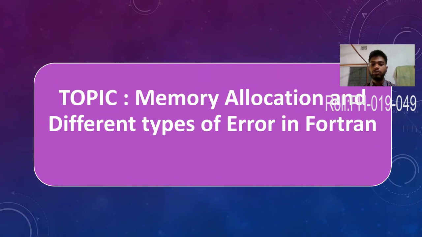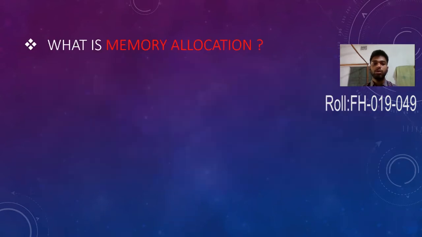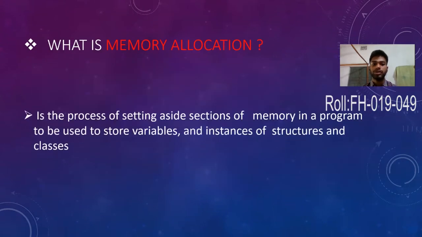Now, I would like to give a brief introduction on memory allocation. I think after listening to this topic name, the first question on your mind is, what is memory allocation? Let's see. Memory allocation is the process of setting aside a section of memory in a program to be used to store variables and instances of structures and classes.